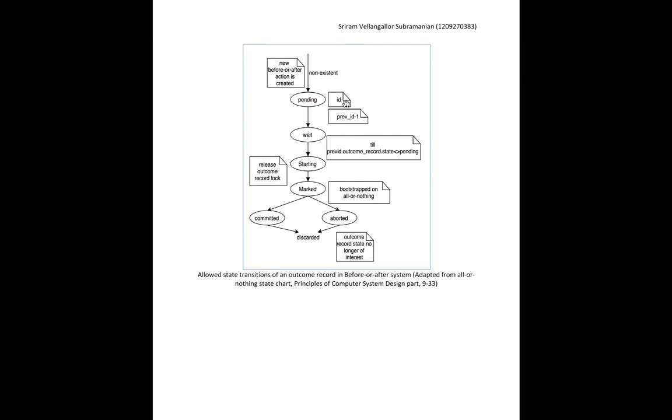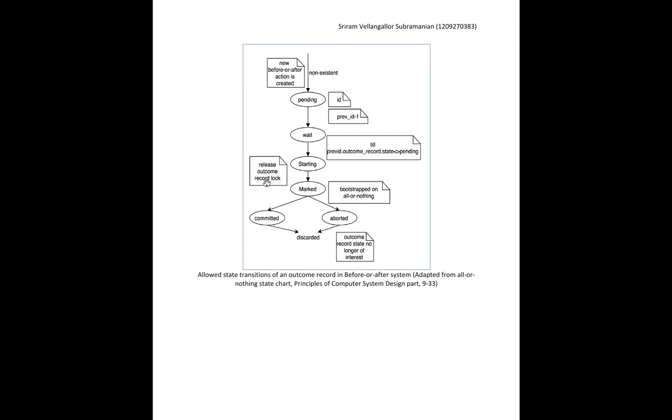If there exists an action that was previously executing, that action would be assigned the previous ID, that is the ID minus 1, and the current process would be assigned an ID. The current process would have to wait as long as the outcome record state of the previous ID is pending, and once it is not pending anymore, it will move on to the start state, that is, it would acquire all the resources and the locks that are required.